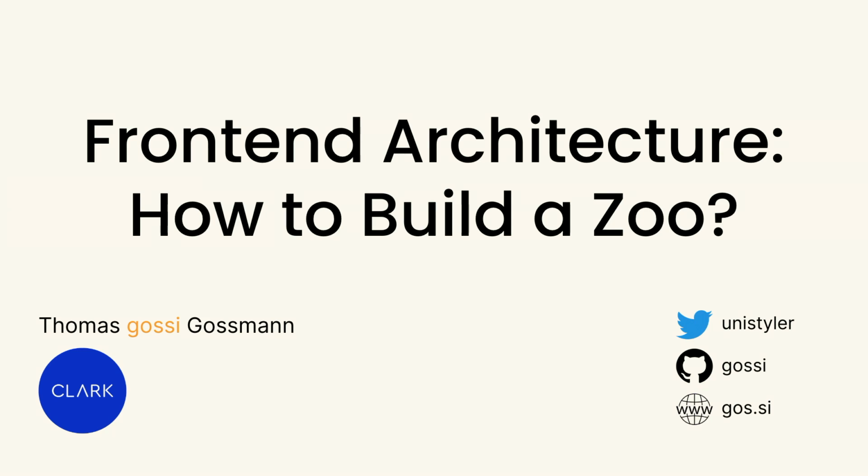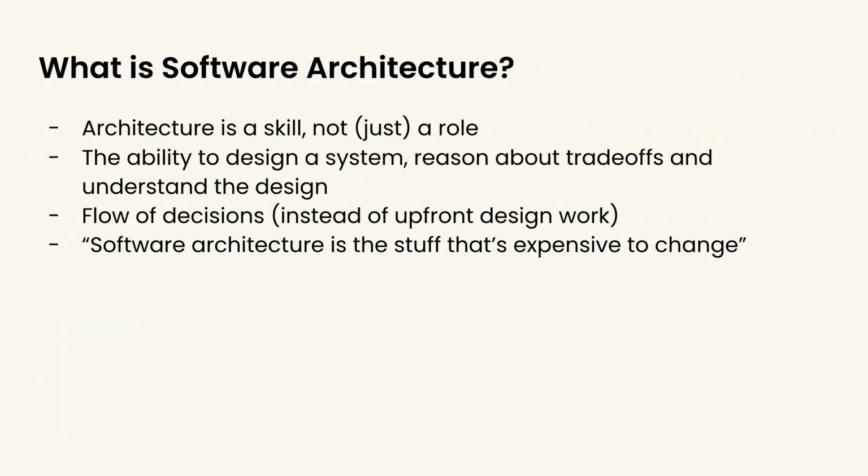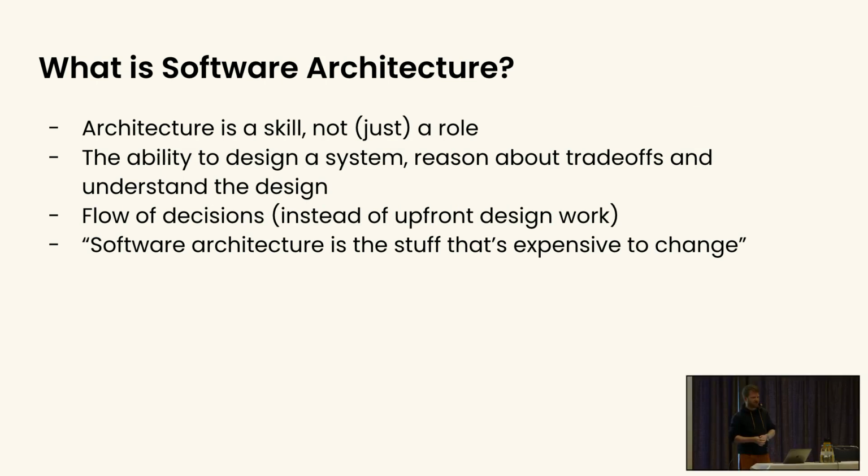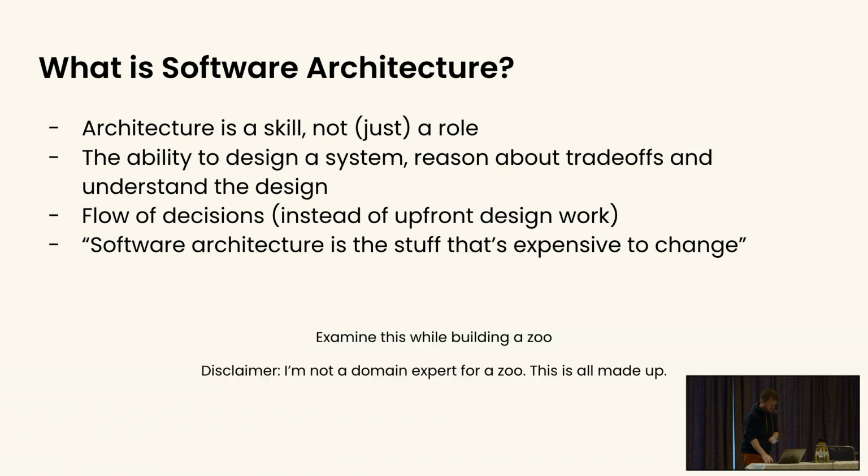And let's get started. So first of all, maybe what is software architecture? What was once a role is now turning more into a skill. So it's on us to develop an ability in which we can reason about trade-offs on larger scopes or understanding a design when we're implementing a feature. So instead of having an upfront heavy design work, it's now turning more into a flow of decisions. Or, as my colleague pointed out, software architecture is the stuff that's expensive to change. So we better have it right from the beginning. And we do that today by examining this while building a zoo.